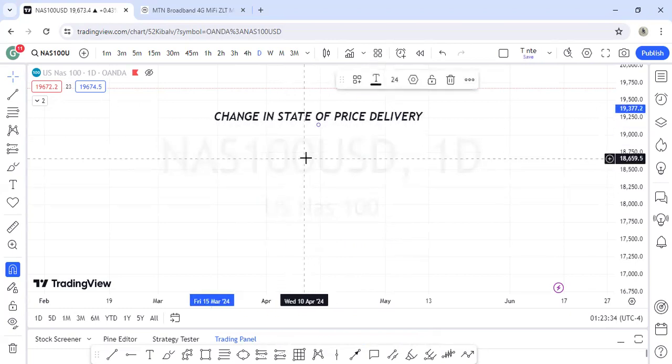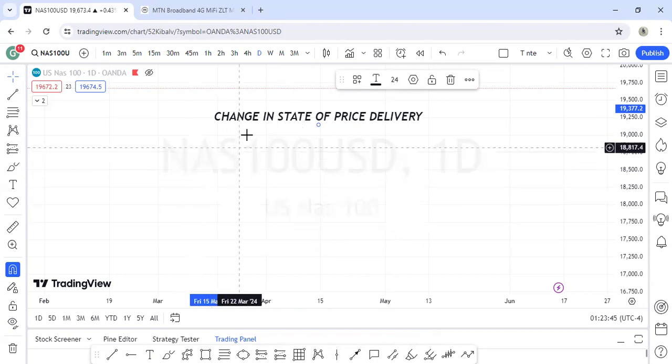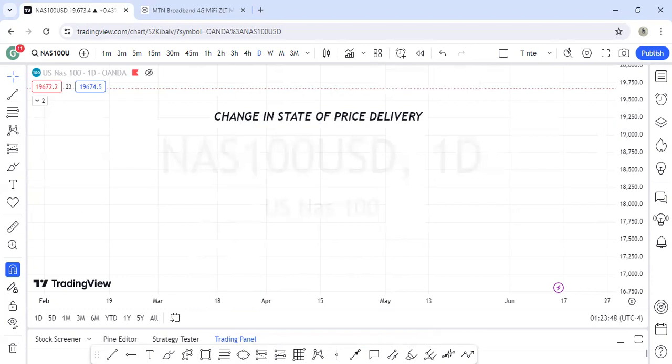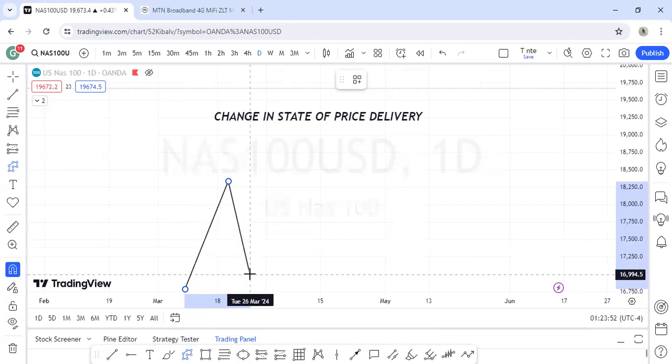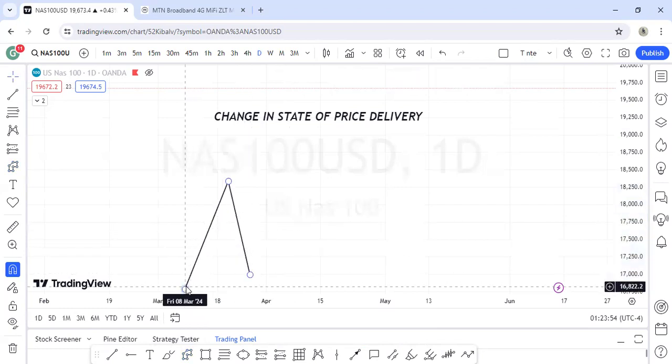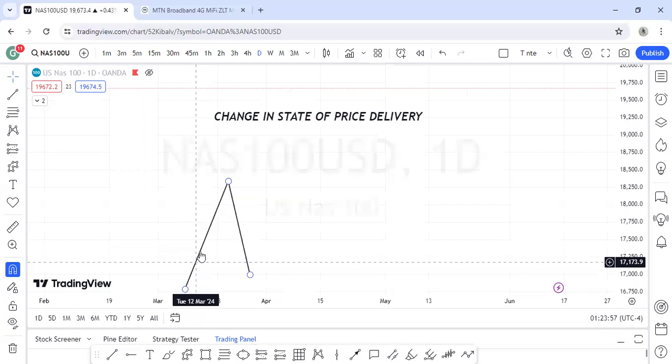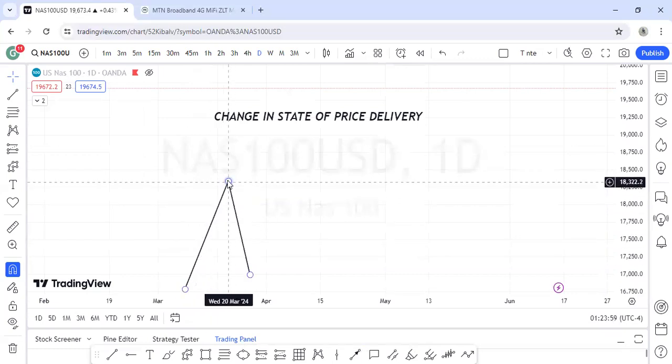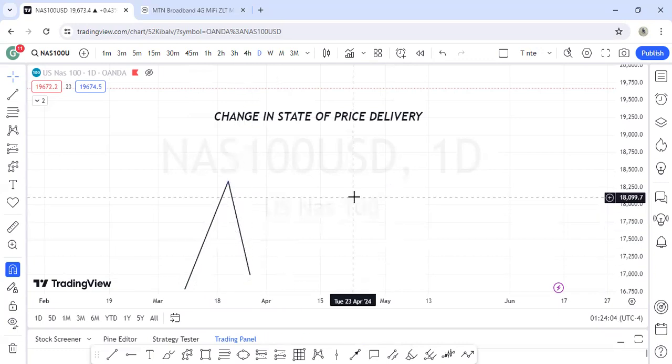So what this definition is trying to say is that an order block is a change in, let's say, the momentum of the market. That means the market was delivering to the upside and then it suddenly started delivering to the downside. Price was delivering to the upside and then somewhere around there was a turn. So that change in the state of price delivery, that is what we refer to as an order block.